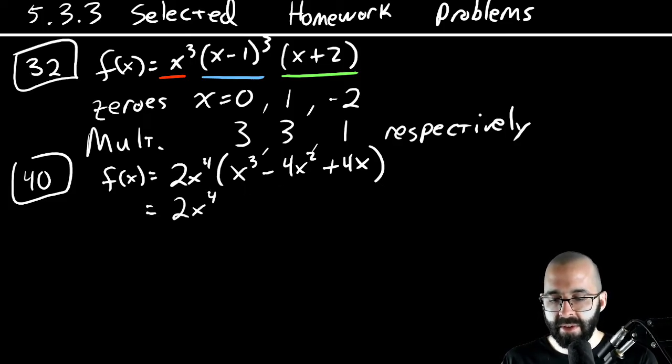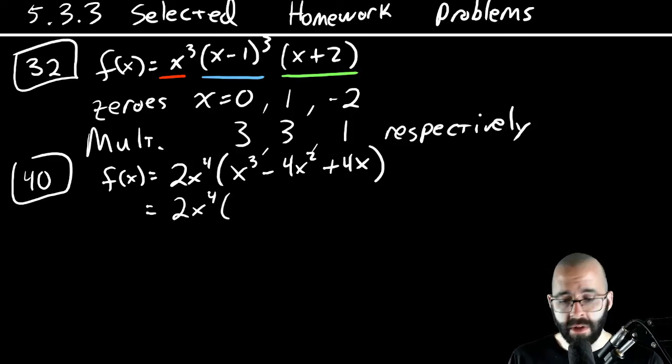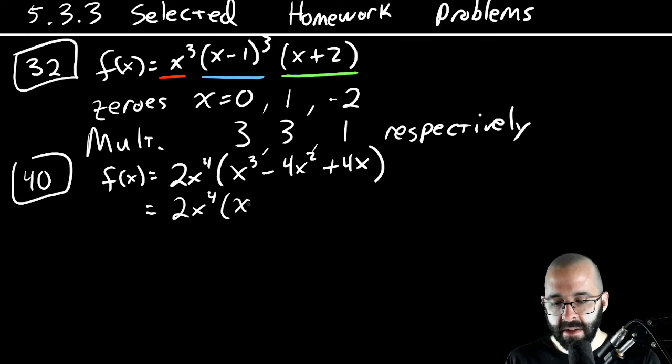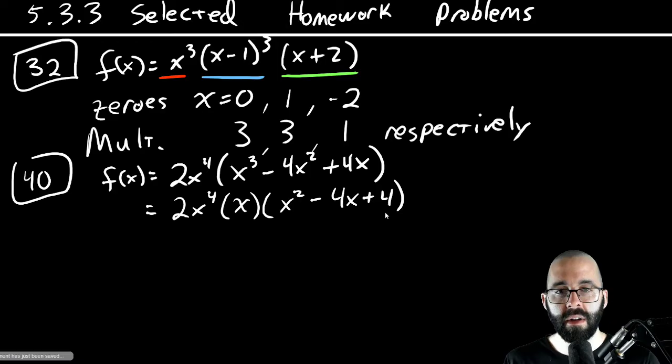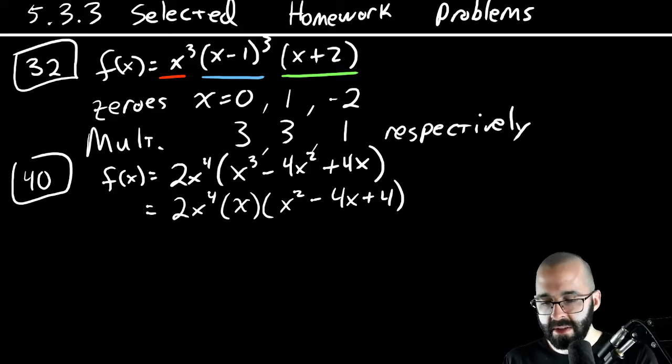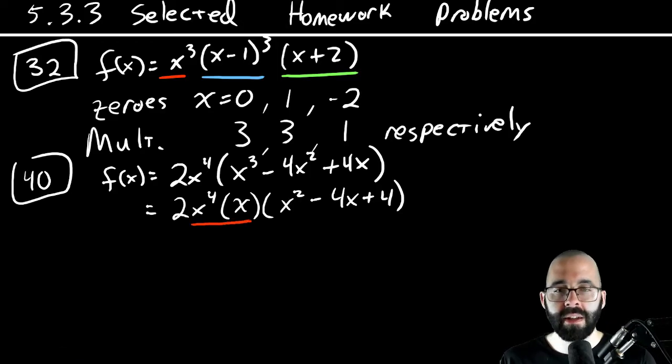So whenever possible, take out a greatest common factor. What do their coefficients have in common? 1, 4, and 4. The coefficients don't have anything in common, but the variables do. We can actually take out an x from everything. What's left over? X squared minus 4x plus 4. Now there's two more things we can do. We can simplify this first part, and we can factor the second part.